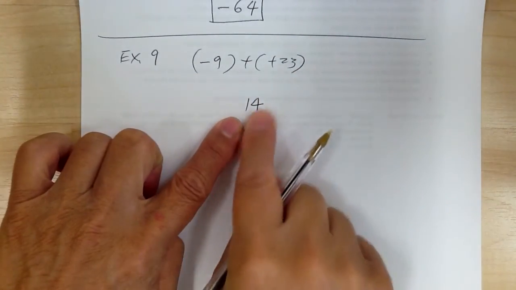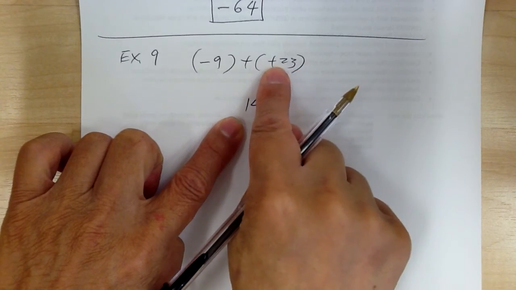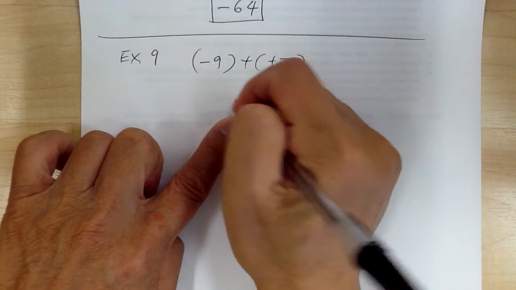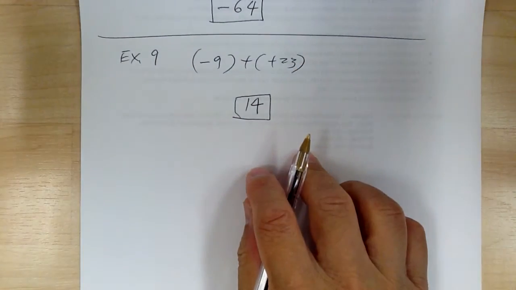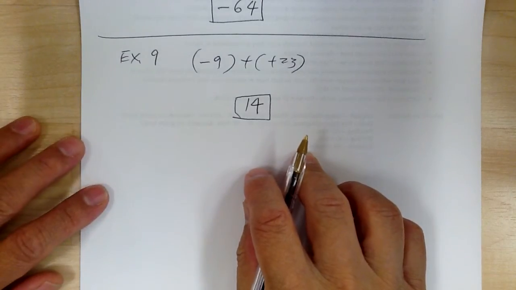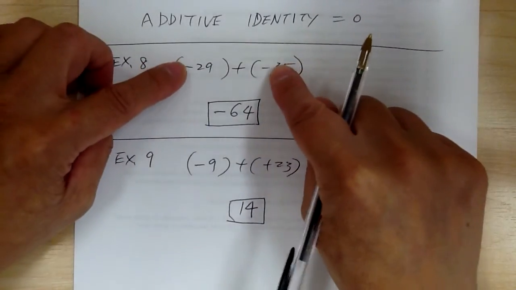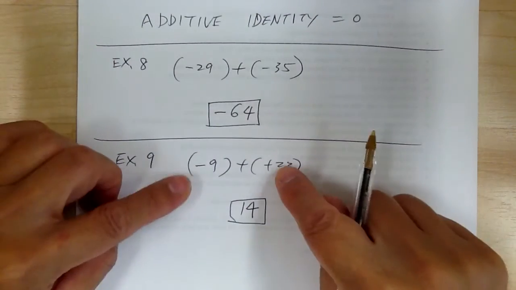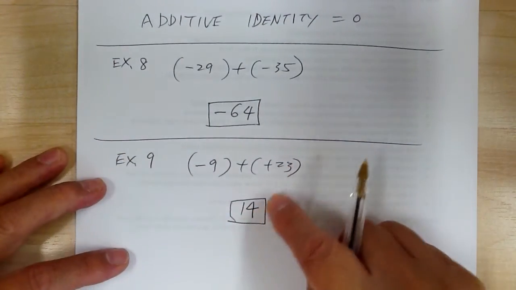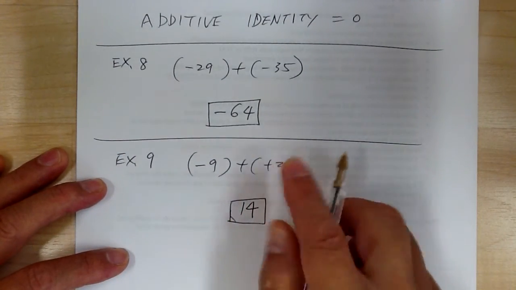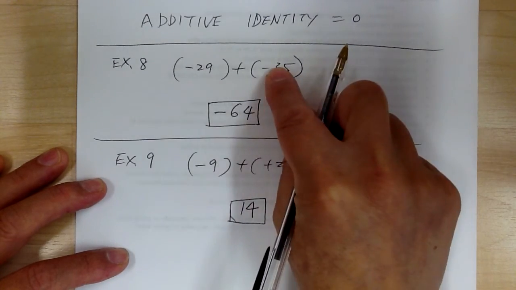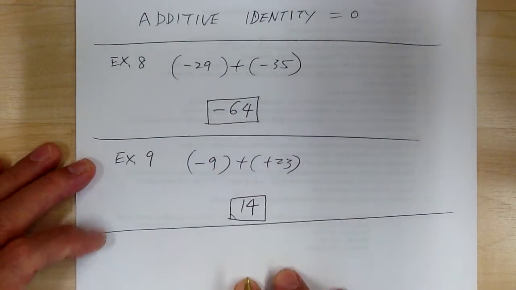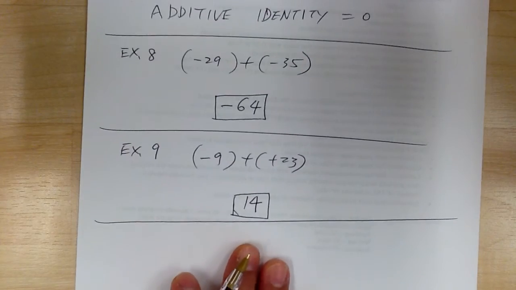Again, follow the sign of the bigger number. So 23 is bigger, it's positive. So the answer would be positive. So that's what the rule says in the big blue box. Okay, so again, you check, same kind, you add, different kind, you subtract. And then the answer will follow the same sign. See, it's positive, so it's positive. Negative, so it's negative. Okay, so let's go and do more examples.